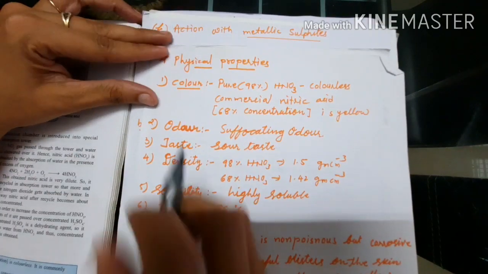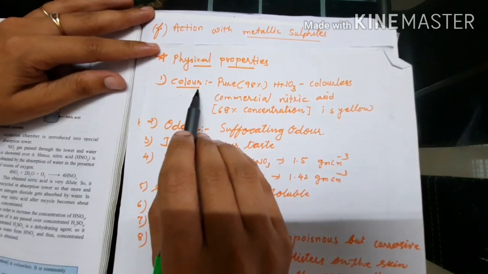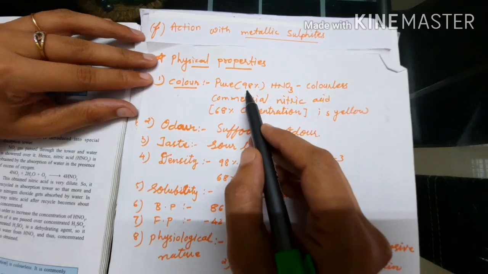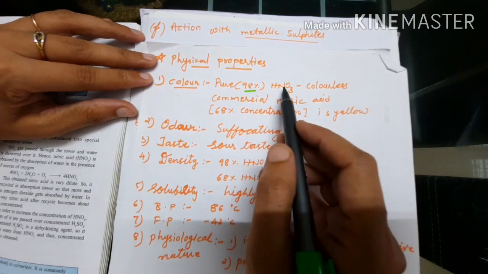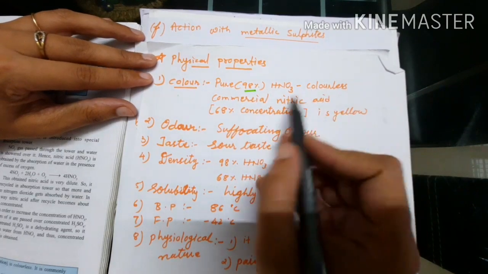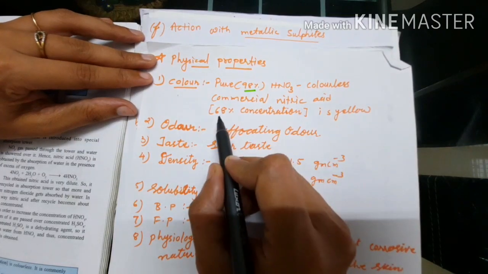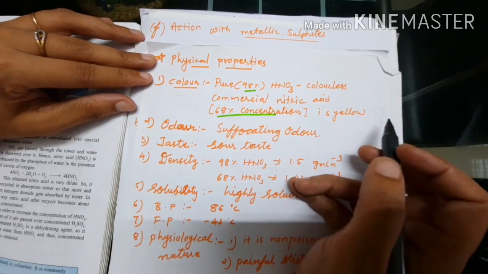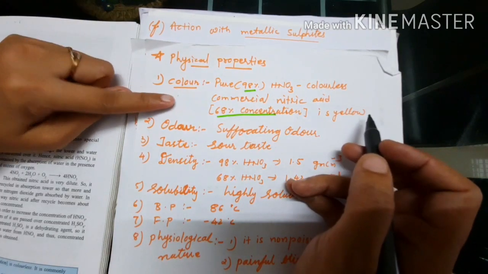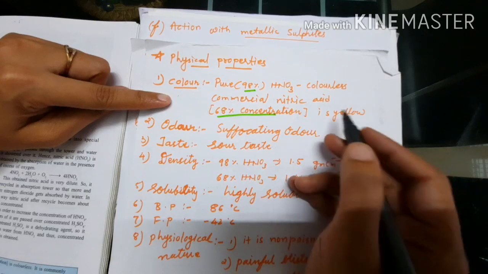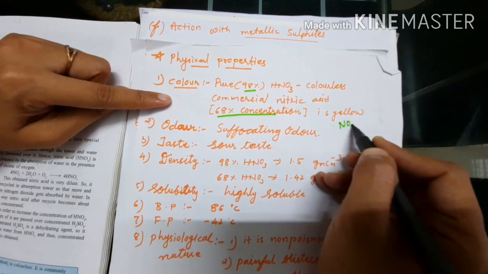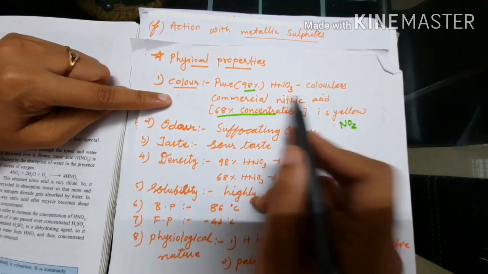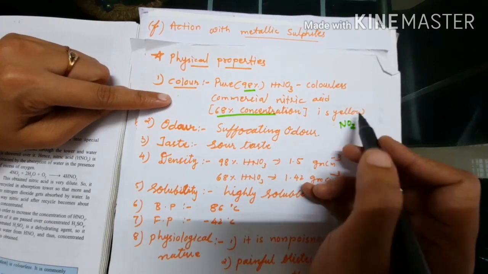In physical properties, first is color. As I told you, nitric acid is colorless if it is in its purest form, 98% pure. Otherwise, the commercial scale, which is 68% concentration, is yellow or brownish yellow in color. Why the brownish yellow color? Because of the dissolution of nitrogen dioxide present in the HNO3. That's why it is yellow in color.